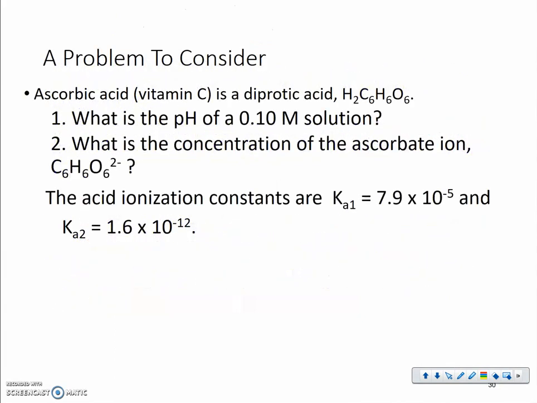Ascorbic acid is a diprotic acid. We want to know two things about this reaction. What's the overall pH of the equilibrium reaction? And what's the concentration of the ascorbate ion, C6H6O6 2-? We're going to abbreviate this as H2Asc, so the ion is going to be Asc 2-, just to make our writing a little easier.